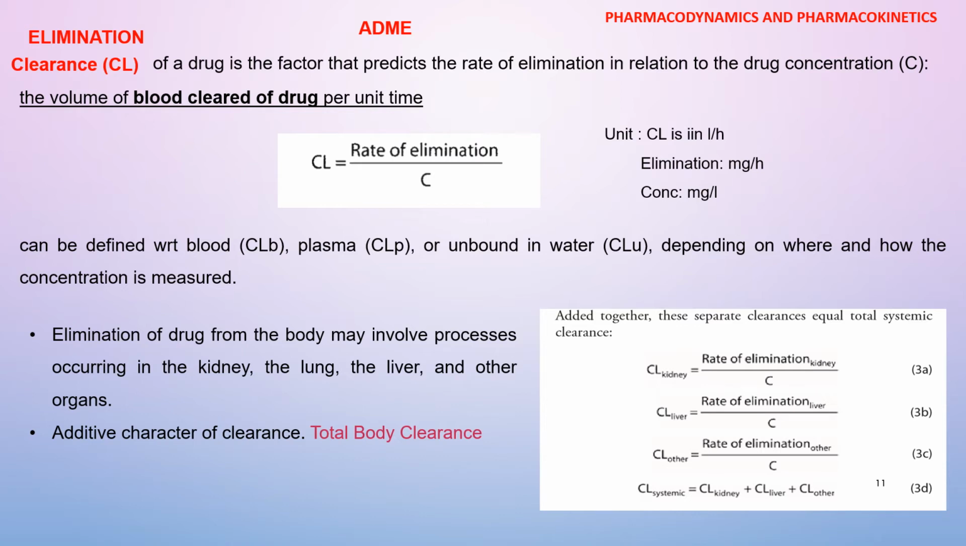Elimination of a drug in the body involves kidney, lung, liver, and other organs. The total body clearance or systemic clearance of drug is the sum total of each that happens in the kidney, liver, and other organs involved, as shown in the adjacent equations.